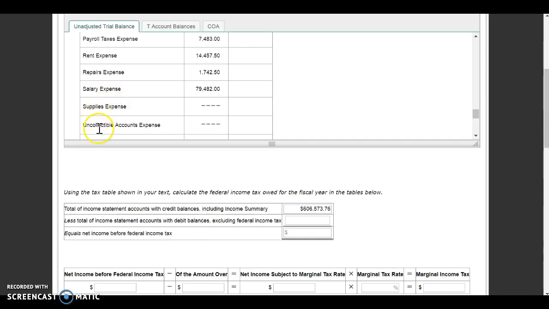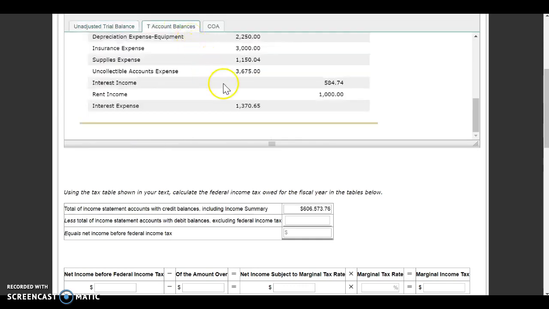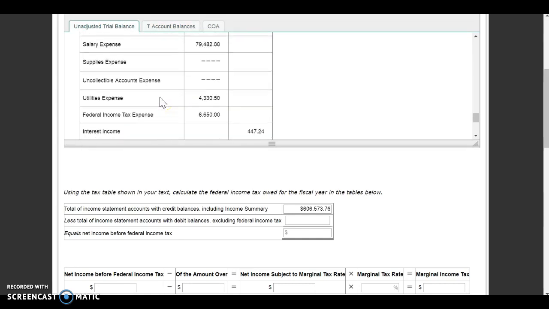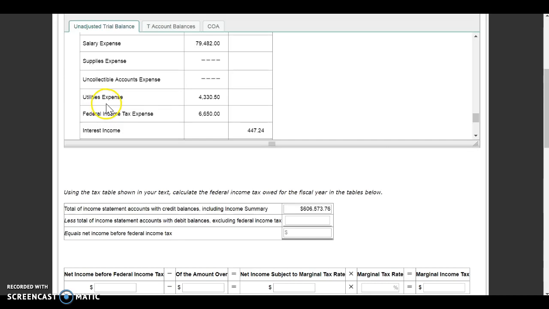Now, next we see supplies expense and uncollectible accounts expense. Both of those I need to go to these T account balances to figure out. So my supplies expense is $1,150.04. My next one was uncollectible accounts expense. That is $3,675. Go back to my unadjusted trial balance. My utilities expense did not change, so I'm going to add this number, $4,330.5.